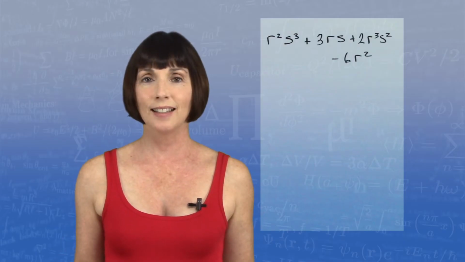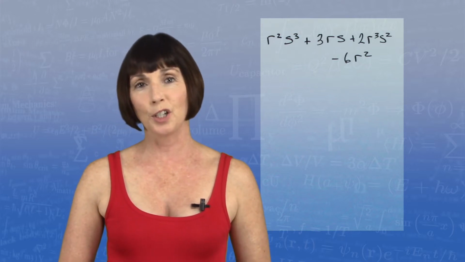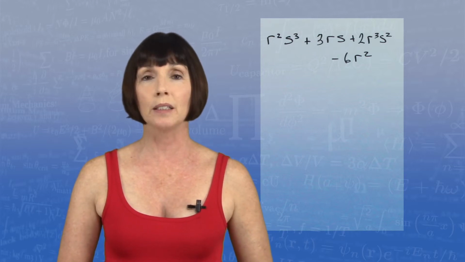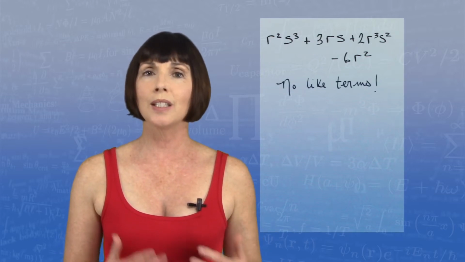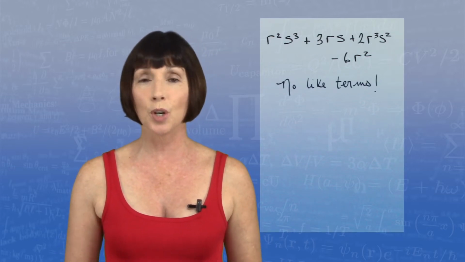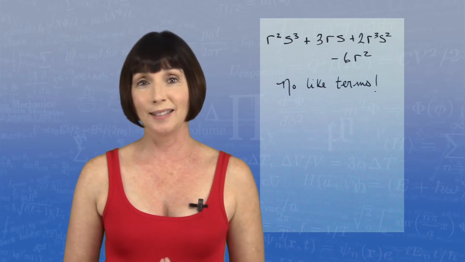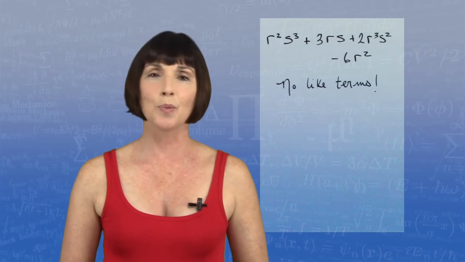Well, what did you think? As far as combining like terms, there's nothing to do here. We don't have any like terms in this polynomial. The variables are raised to different powers in the different terms, so we can't combine any of them. So as far as that goes, we're done. But let's find the degree since we're here.